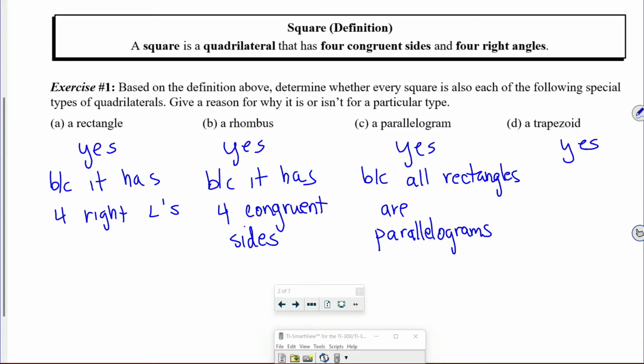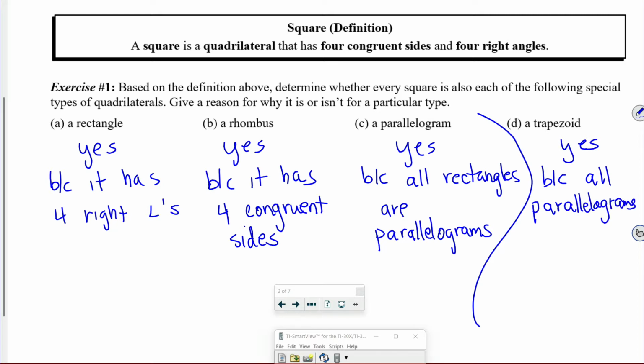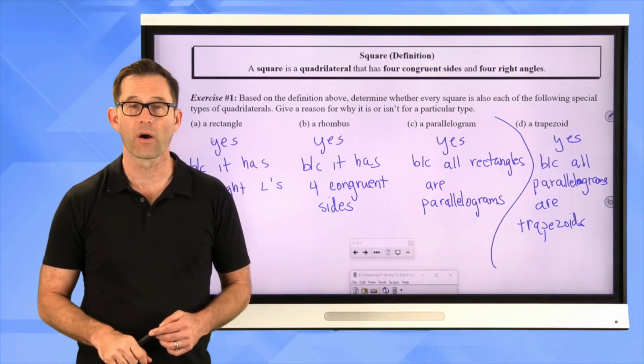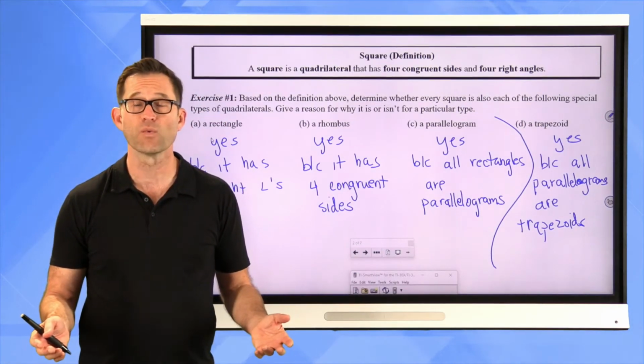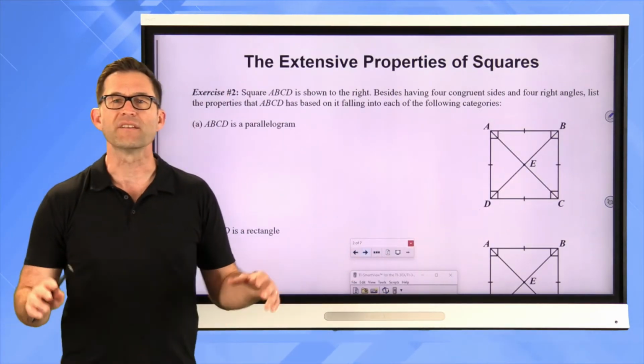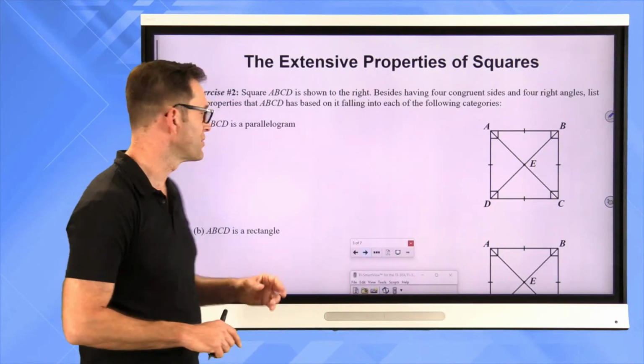Yes. And that's because all parallelograms are trapezoids. So a square is basically every type of special figure that we've seen so far. And it's got all of their properties as well. Let's get into that. All right, the extensive properties of squares.